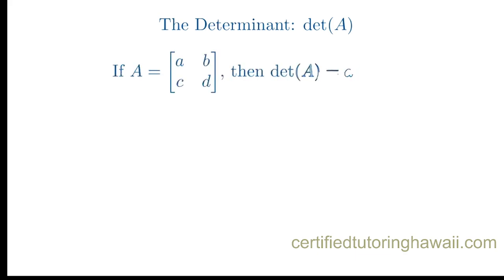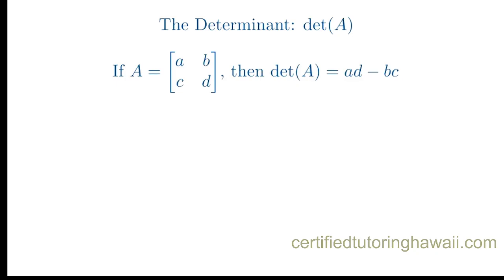We use something called the determinant. The determinant of a matrix A is a single number, a scalar, that we can calculate from its entries. It provides crucial information about the matrix. For a 2 by 2 matrix, the calculation is straightforward. If our matrix A has entries a, b, c, and d, the determinant is calculated as a times d minus b times c. We multiply the diagonal entries and subtract the product of the off-diagonal entries.